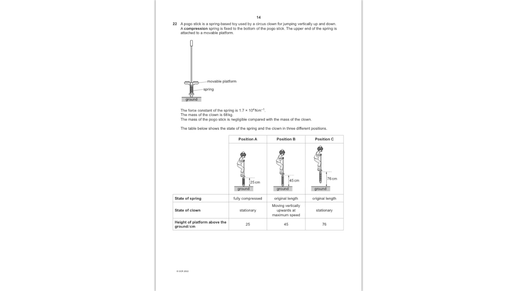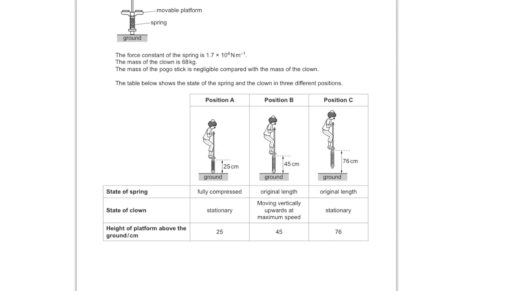So let's just understand what's going on over here. So I'm just going to zoom in. We're given that in position A, the spring is fully compressed and the clown is stationary, and the height of the platform above the ground is 25 centimeters. And then in position B, the clown moves up to the original length, which is 45 centimeters. So it's moving up at maximum speed. And then in position C, the clown is jumping above the ground. It's raised above the ground, at a height of 76 centimeters given to us, and the clown is stationary. So let's check out what the questions are all about.